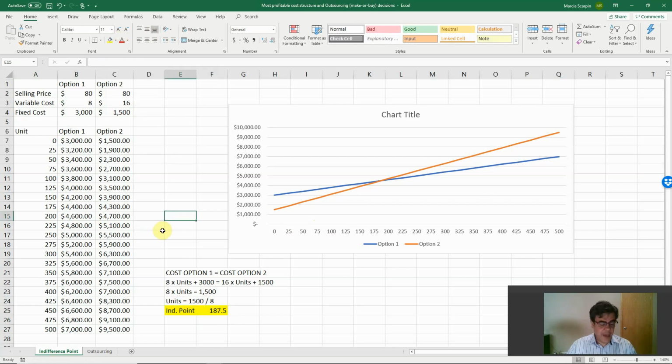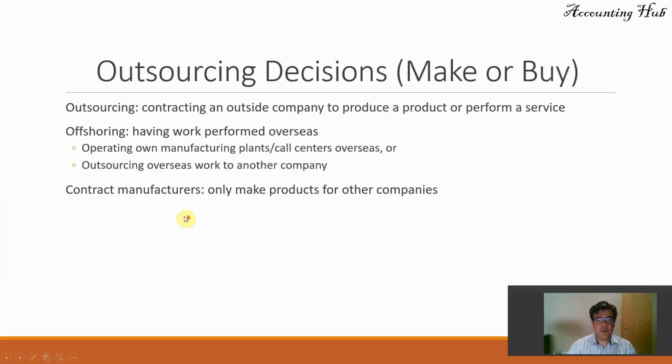Okay, and now the outsourcing. What do we have? Make or buy. Outsourcing is contracting an outside company to produce a product or perform a service. And we can do it in our country or in other countries. We also have two cost structures here, make or buy. So it is exactly the same.